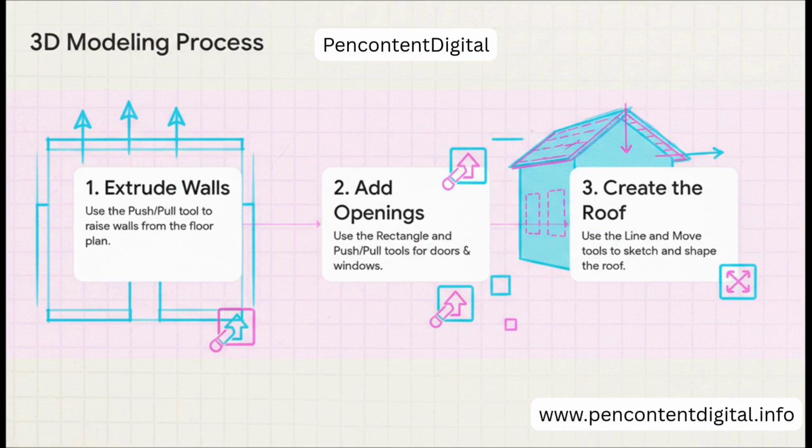Then, to add doors and windows, you just draw rectangles on the walls and use that same tool to push out the openings. To finish it off, you'll sketch the profile of the roof and use the move tool to pull it into shape. It's so intuitive.